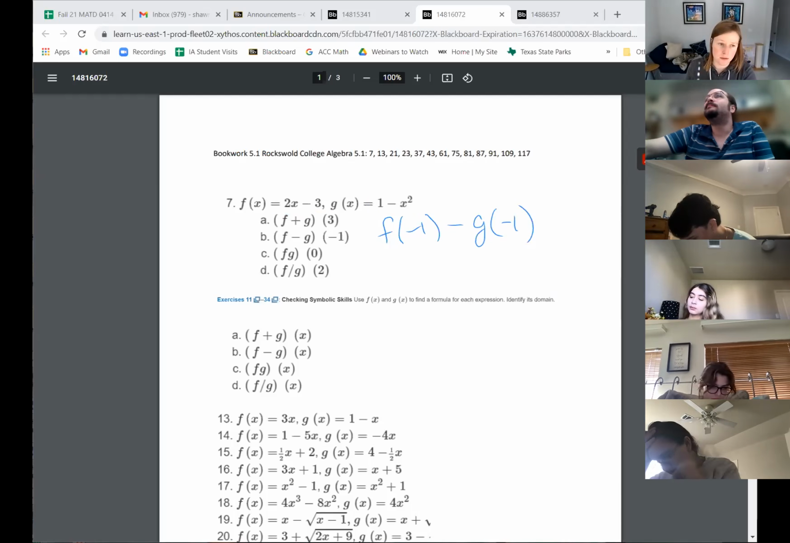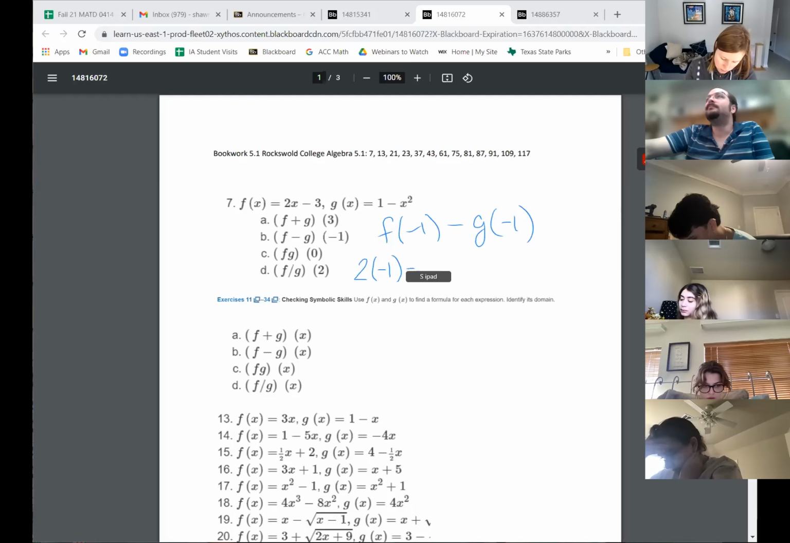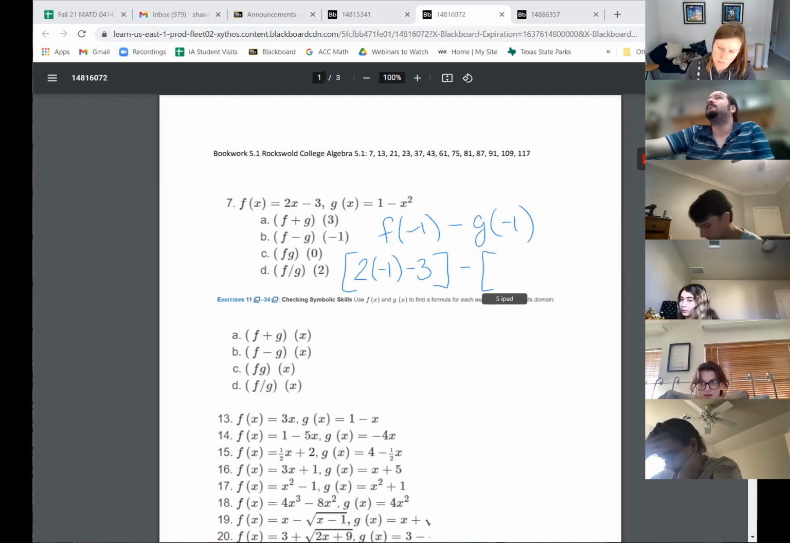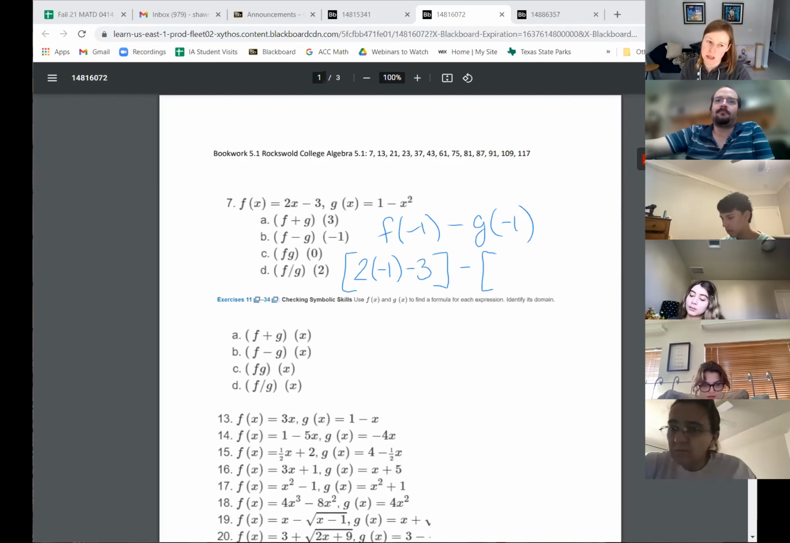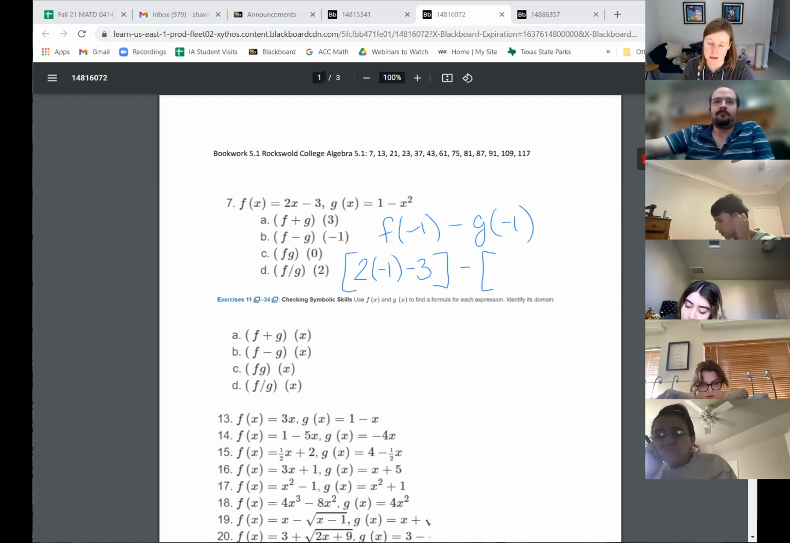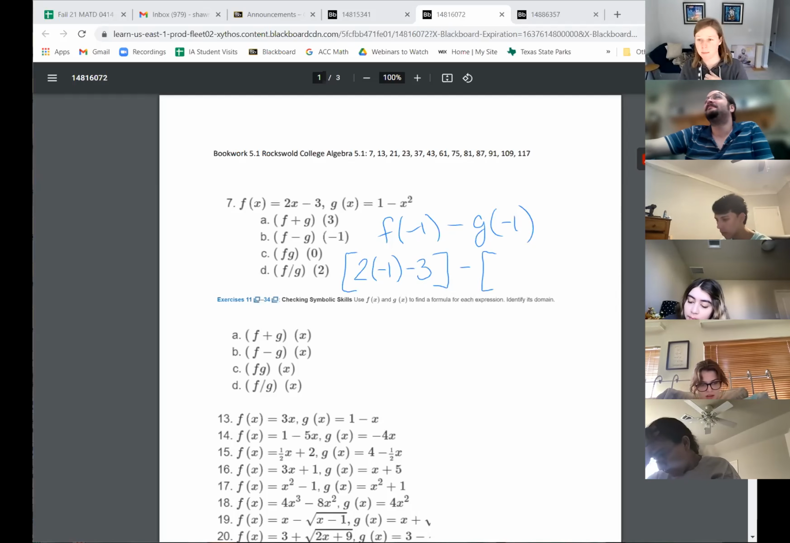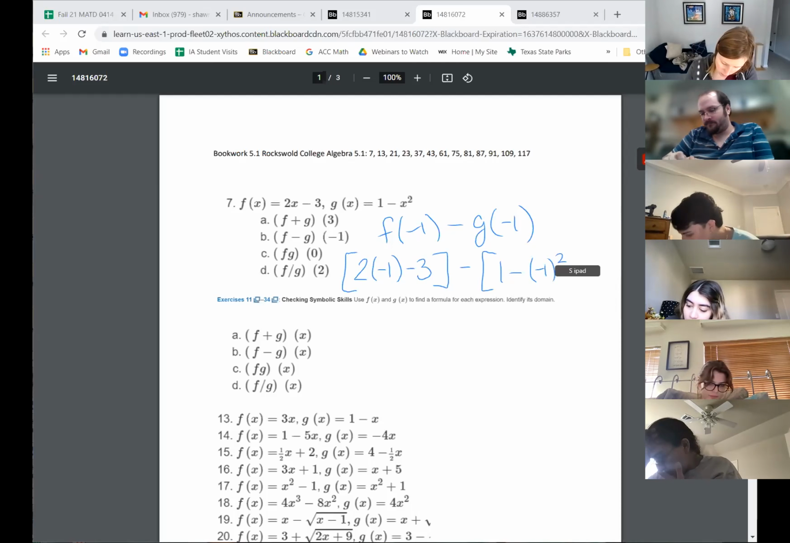Okay, so you have the first part set up, and then you put equal to 2, and then in parentheses -1, 3. And then is it boxed or in parentheses? I use the boxy parentheses just so they don't get confused with the curvy ones, because sometimes when you have a lot of curvy parentheses, it gets a little confusing. But you can use curvy parentheses if you want. And then in the next part, 1 minus -1 squared. Okay.